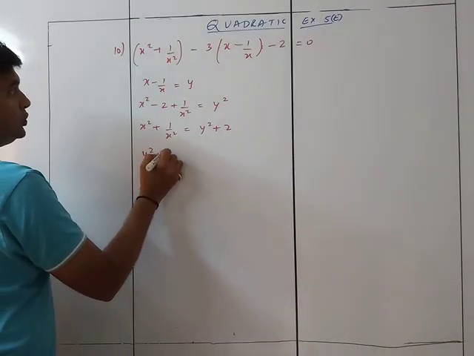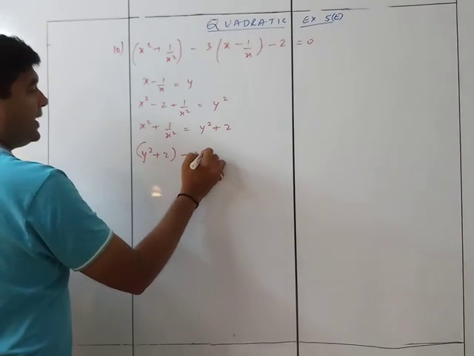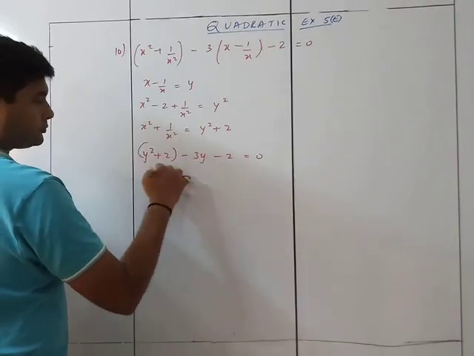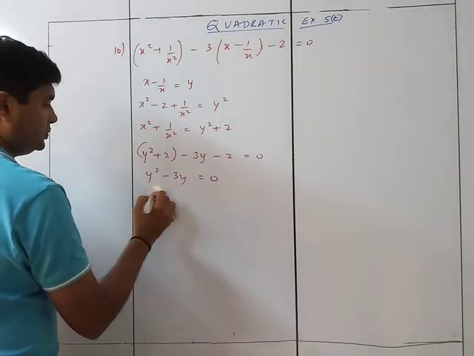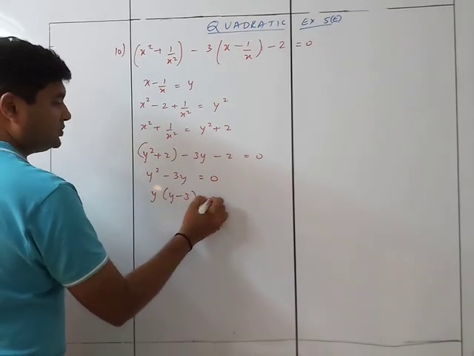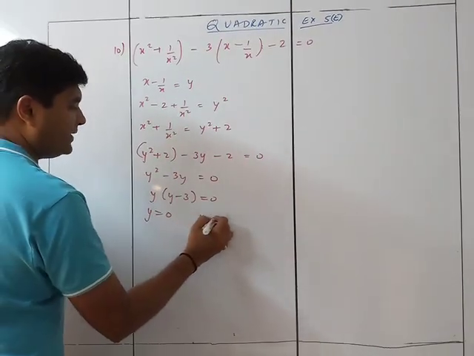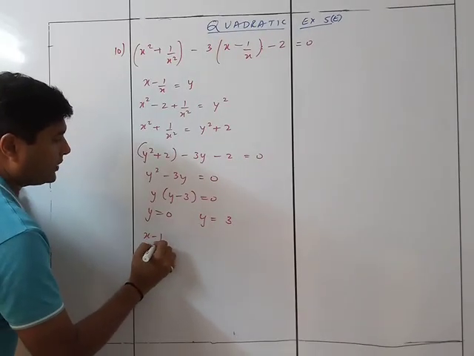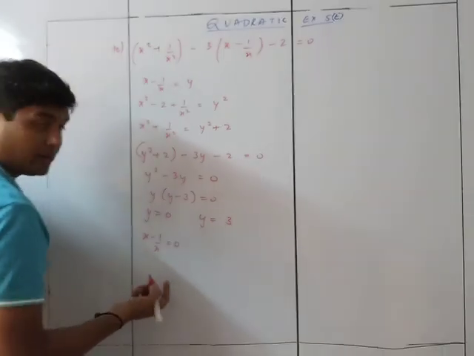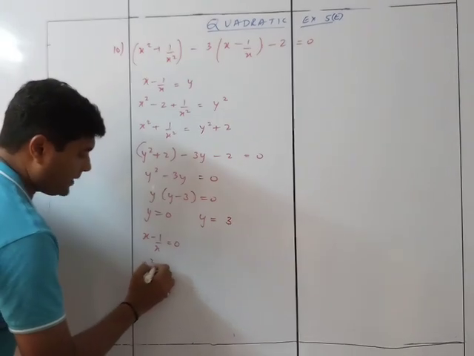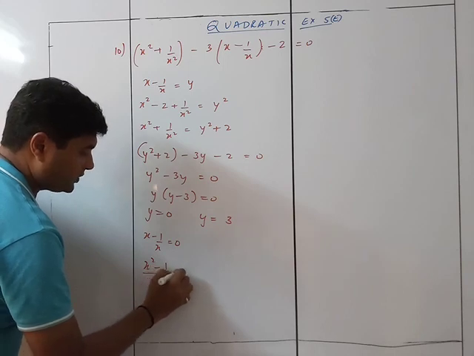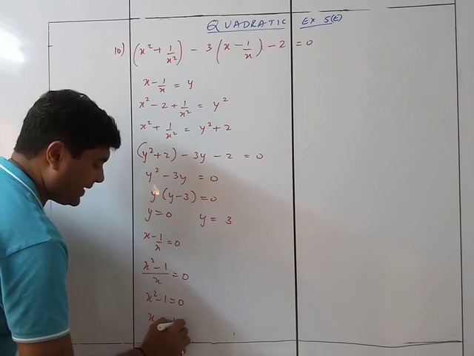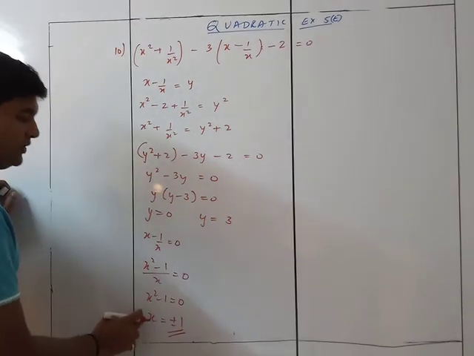So y square plus 2 minus 3y minus 2 is equal to 0. So y square minus 3y is equal to 0, so y is equal to 0 or y is equal to 3. Now substituting, we get x minus 1 upon x is equal to 0. So x square minus 1 upon x is equal to 0, x square minus 1 is equal to 0, x is equal to plus or minus 1. That will be the first answer.